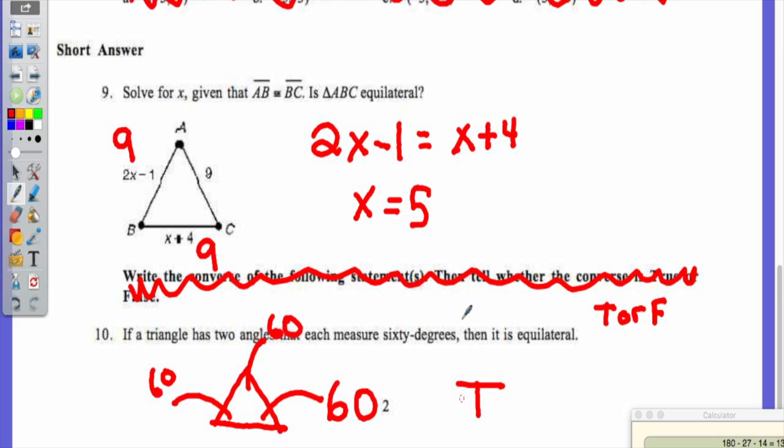Okay? Yes? So you only need to have two angles to know if it's... No, you only have to have this because think about it. They all have to add up to 180, right? Oh, 60 plus 60 is 120. 180 minus 120 is 60.